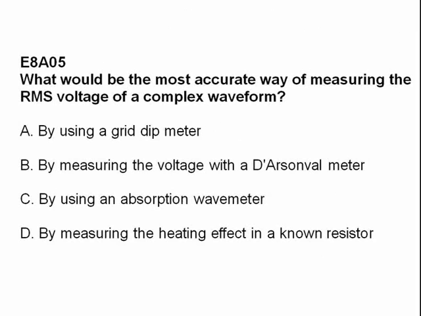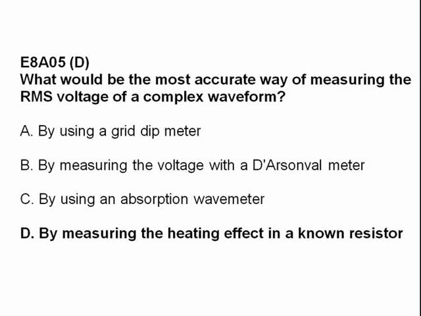What would be the most accurate way of measuring the RMS voltage of a complex waveform? Answer A, by using a grid dip meter, B, by measuring the voltage with a D'Arsonval voltmeter, C, by using an absorption wave meter, or D, by measuring the heating effect in a known resistor. The answer is D, by measuring the heating effect in a known resistor.